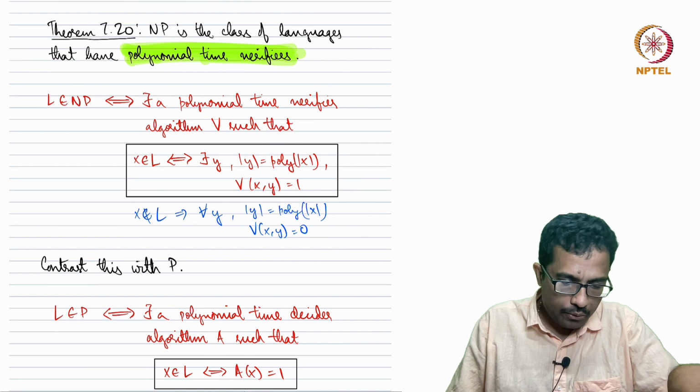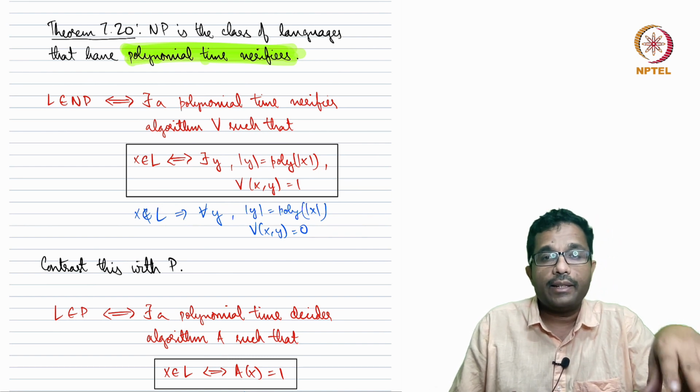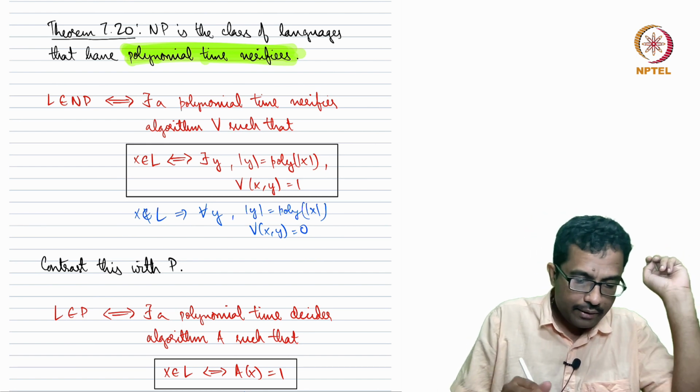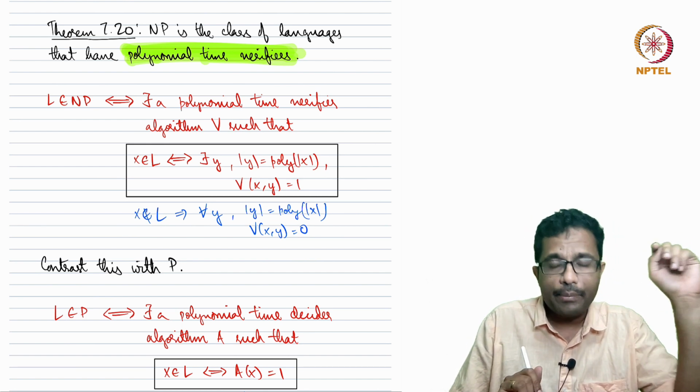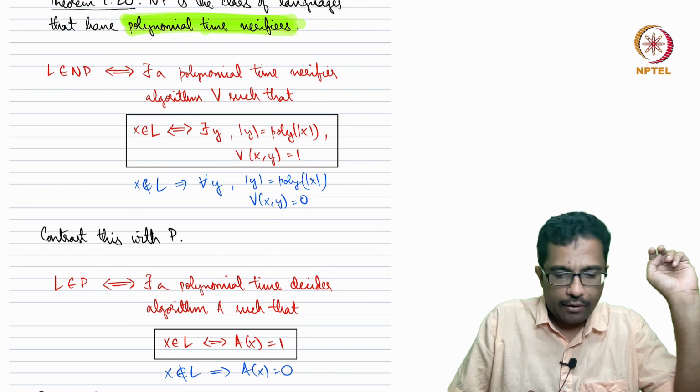So we saw two definitions. One was that NP is the class of all languages that can be decided by non-deterministic polynomial time Turing machines. And now this verifier model: NP is the class of languages that have polynomial time verifiers. So let's see the proof of this, right?